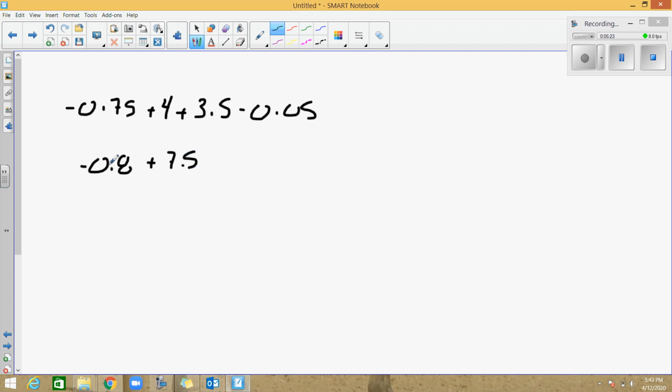Now, yes, I can flip the order here, but when I'm talking about my rules, I don't necessarily have to, right? Because all I have to do is find the difference between 7.5 and 8, which is 6 and 7 tenths. And the sign of the larger, this guy is larger. It is positive, so that guy is positive. And my answer is 6 and 7 tenths.